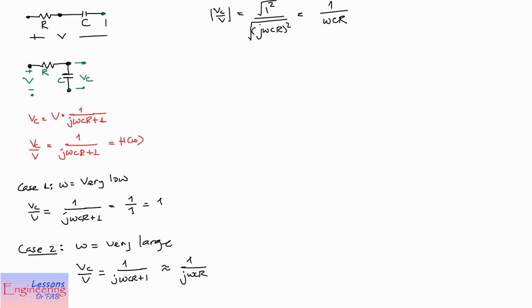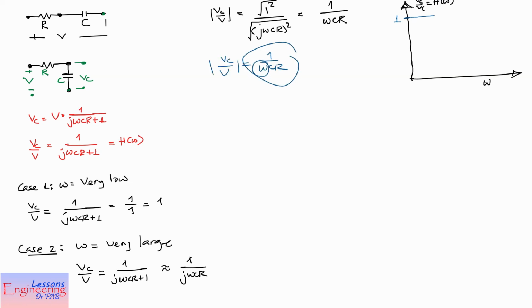Now let's plot these two cases. This is omega and this is our VC over V input. From case 1 we see that for very low frequency the gain is 1, so let's say that this is where 1 is. The horizontal axis is our frequency axis, so there are low frequency and high frequency areas. For low frequency we have our gain to be 1, and for high frequencies this will be a function of omega: as omega increases, the value will go down. So for high frequencies it will be very low values, and we can connect this in such a way.